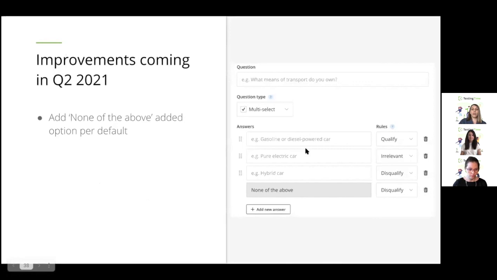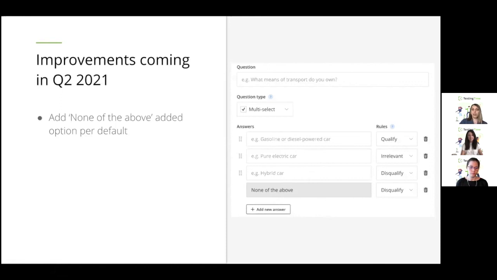How are we going to help our customers in that area? What is coming in Q2 is that we're going to add a none of the above option as a default. Whenever you go into your question box, write your own, and start writing the screener question, you will have none of the above as a default option. This option is just a reminder. You can decide to delete it or redefine it, like other, or something else you want to define here, but it will have the same impact.